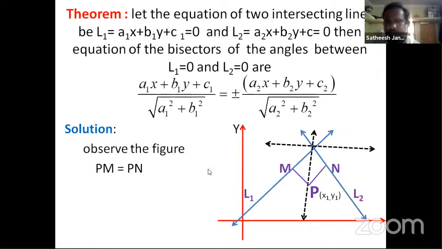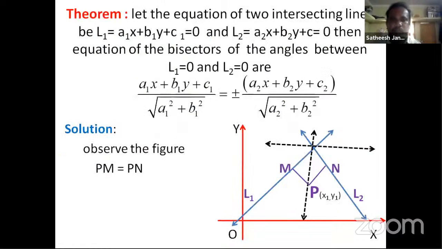Observe the figure. Take the point P (x1, y1) on the angular bisector. Observe clearly, from the point P the distances to line 1 and line 2 are equal. The distance from point P to line L1 and L2 are equal. The distance from a point to a line is always the perpendicular distance. That means the perpendicular distance from point P to L1 and L2 are equal, that is PM is equal to PN.